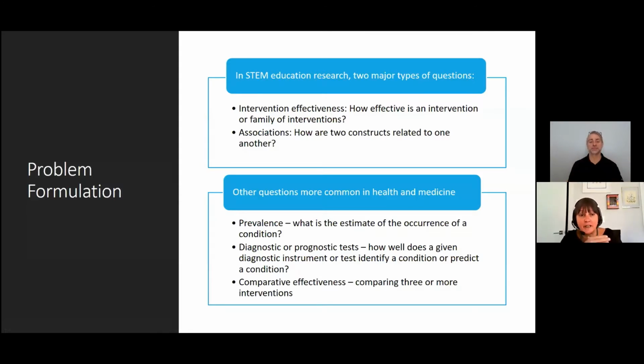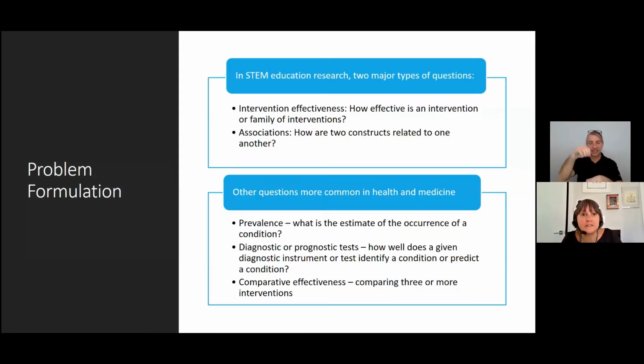This is a very common question that we ask in a systematic review, asking whether a given intervention is effective and under what conditions it is effective. Another set of questions that are also important in STEM education are questions about associations, questions about how 2 constructs might relate to one another. You know, what's the correlation between two given characteristics and so forth. We're going to look at examples of both of those questions. These cover most of the kinds of questions that we might ask in a systematic review and meta-analysis in STEM.